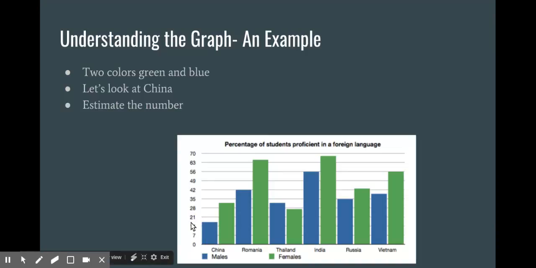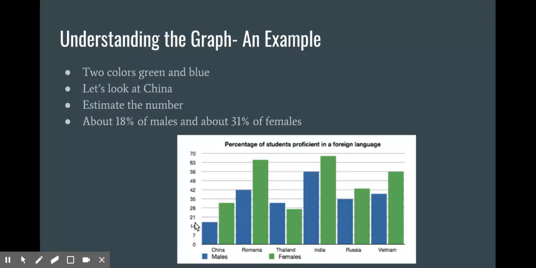And my mouse, or my finger, ends up stopping somewhere in between 14 and 21. So we're somewhere in between the number 14 and 21. And we know those numbers are percentages because it tells us that at the top. So we're somewhere in between 14% and 21%. So we're going to have to estimate, we're going to have to guess what that number is.